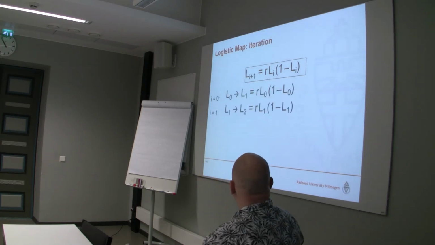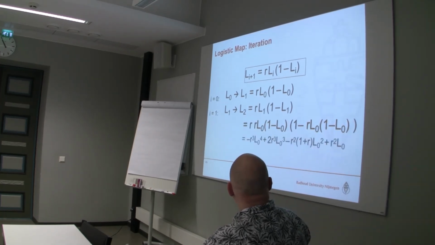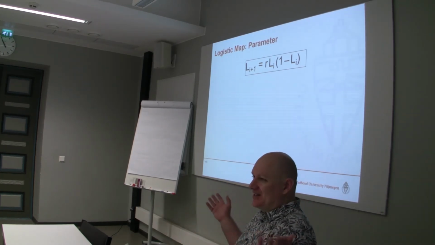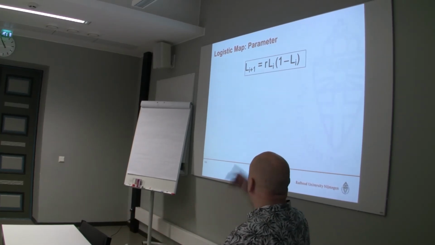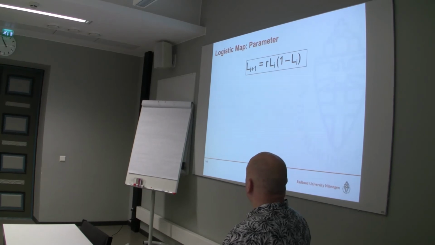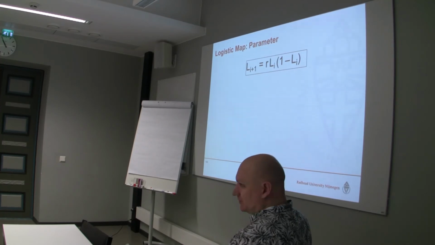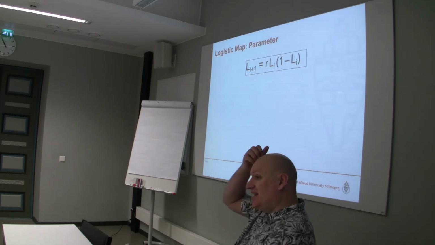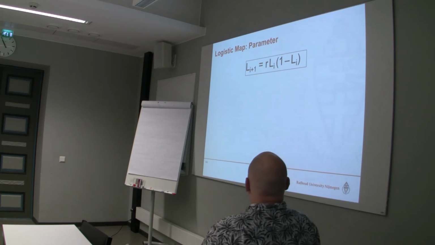So if you try to do the same kind of game and fill in everything, you get this really messy thing. It's really not possible to find one compressed rule that will give you the value of what's going on at any time point. So this equation does not have an analytical solution. So if you want to know what's going on, you really need to do the iterations. You really need to do the work.